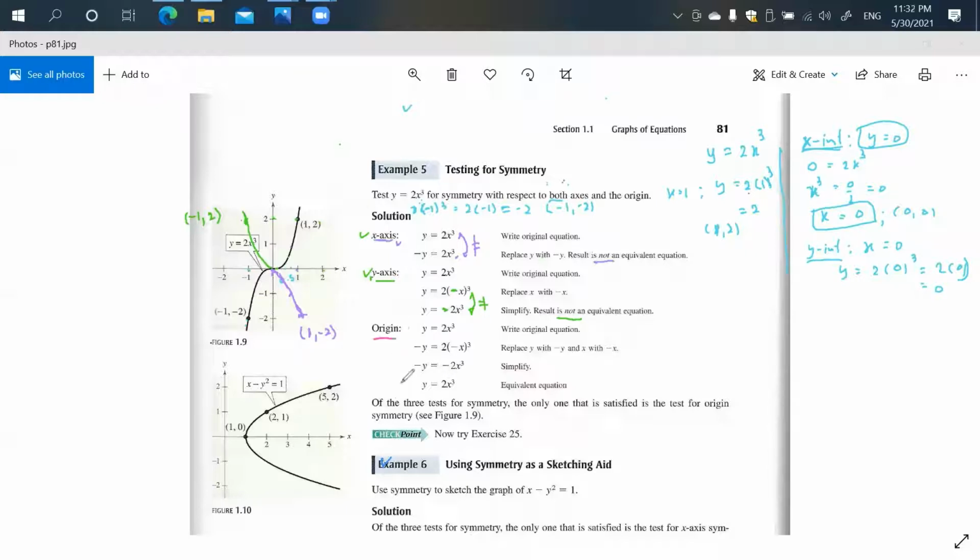Okay, origin. Remember the table, we do the testing for symmetry. We have three kinds, right? X-axis, y-axis, and origin. So now what does origin mean? If the reflection or symmetry is with respect to the origin, x and y both change, correct? Then you see this one, this side is what?